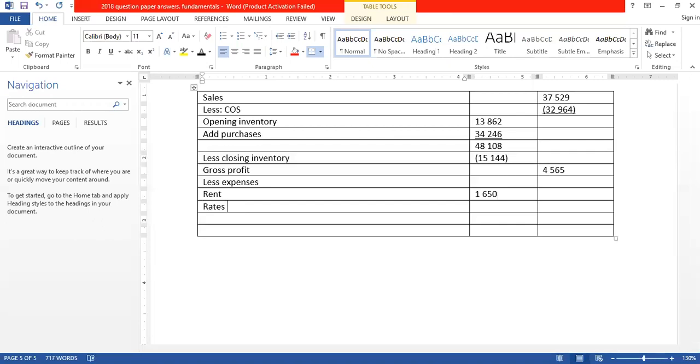So the rates that were paid through the bank was 890, and those were the only rates that we paid. So 890. And then the next one we have is sundry expenses, and sundry expenses amounted to 375.